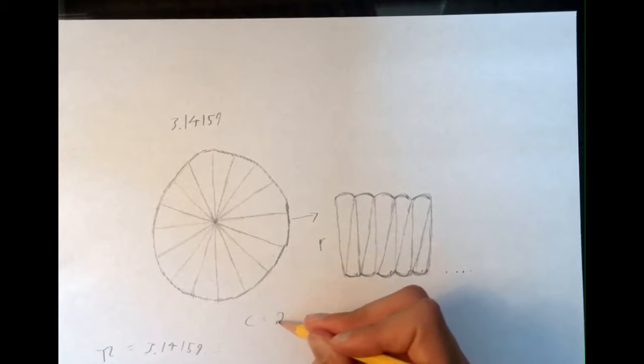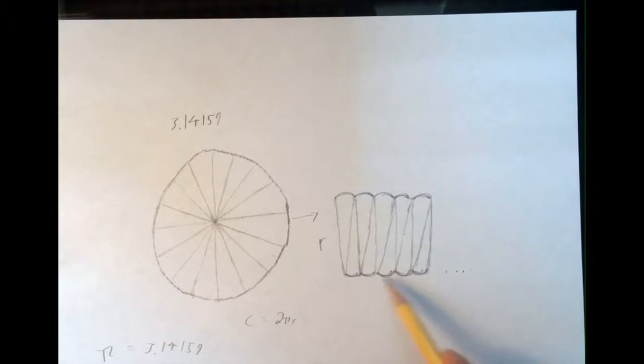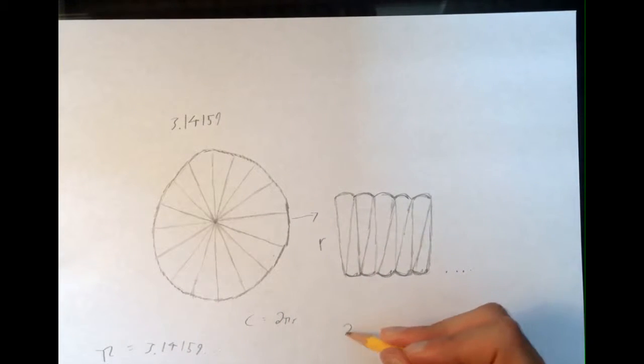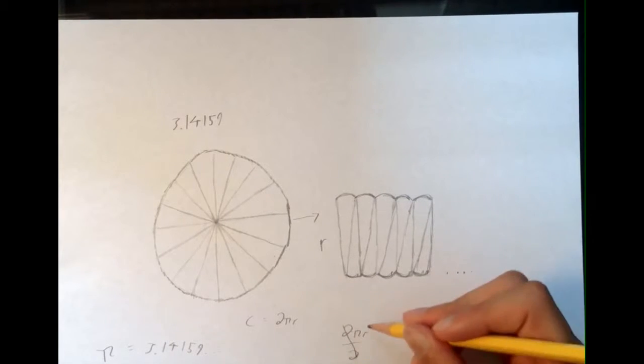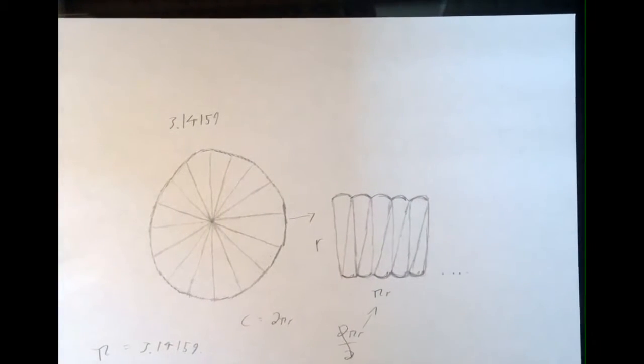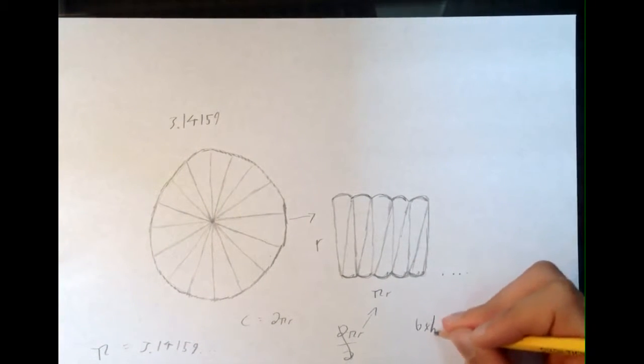So as you can see, we put half of the circumference on each side of this rectangle here. So if you divide it by 2, it's just pi r. So that side is pi r. So now base times height is pi r squared.